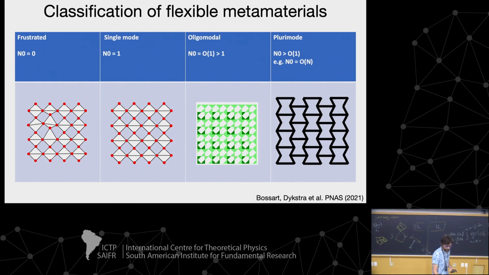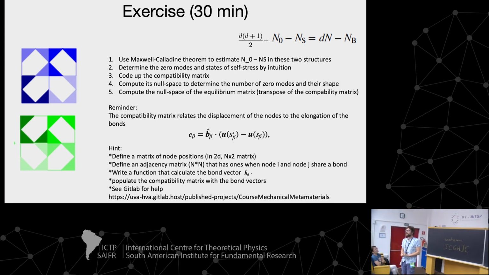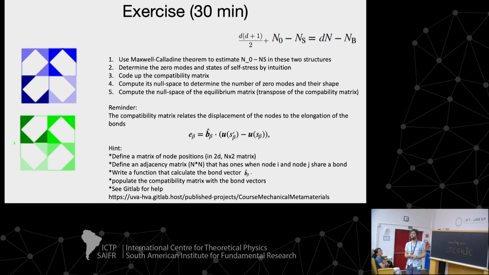Yeah. And so to conclude, we only have 10 minutes left. I had planned an exercise where the idea was to not play it by intuition, but to actually hard code the matrix that allows you to know how many floppy modes you have and how many states of self-stress you have. I wanted you to do it on these two examples here. The idea is to do what we did, use Maxwell-Calladine counting, but not only that, to code up this compatibility matrix that you saw with Tom.